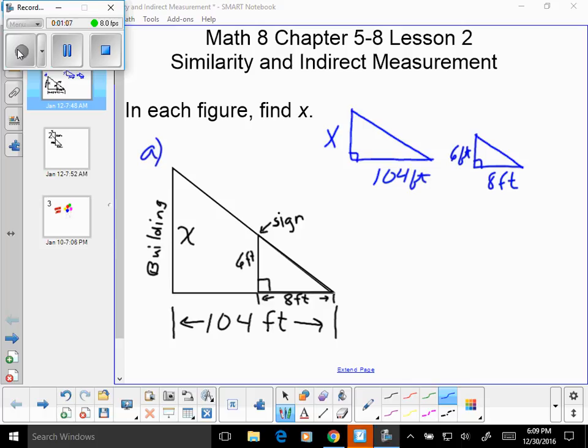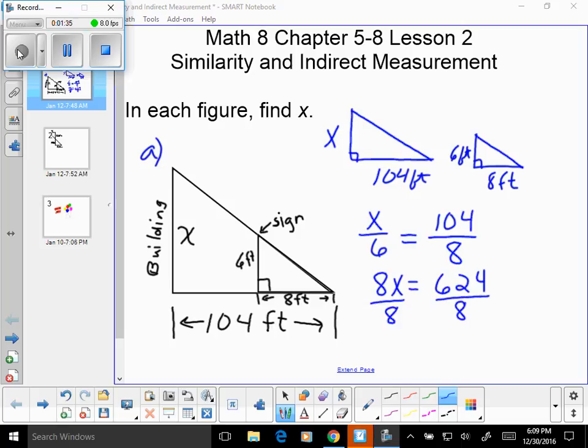Now remember, we need to set up the correspondence between 2 different triangles. X corresponds to X, and 104 corresponds to the 8. I'm going to simply use cross products. 8 times X, and 6 times 104 is 624, and divide both sides by 8, so X is going to be 78 feet.